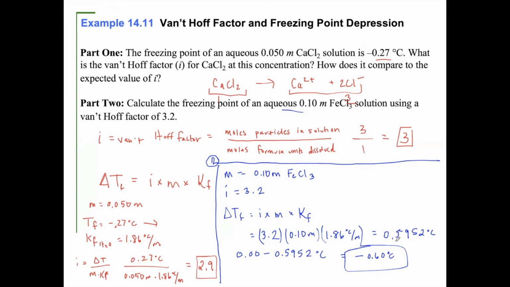So remember, freezing point depression for an aqueous solution is going to be lower than 0, so it's going to be a negative number. Just keep that in mind. And then boiling point elevation is going to be higher than 100.